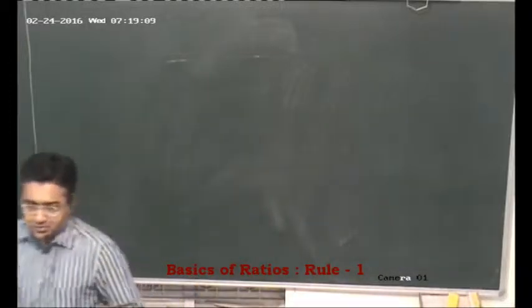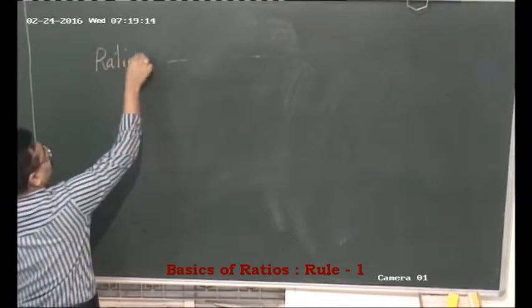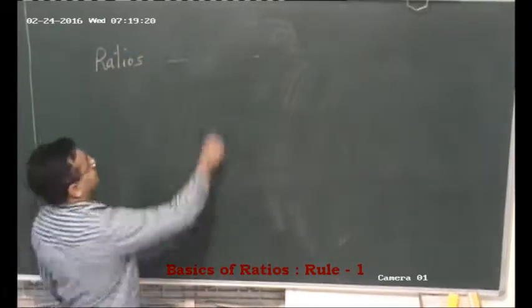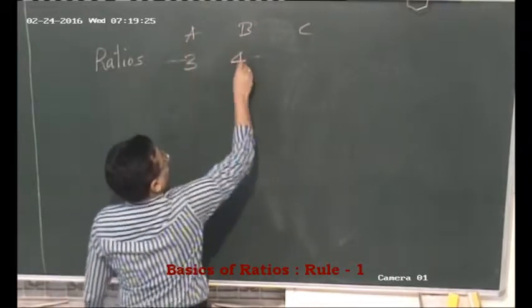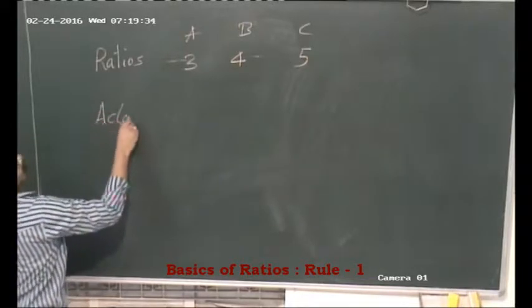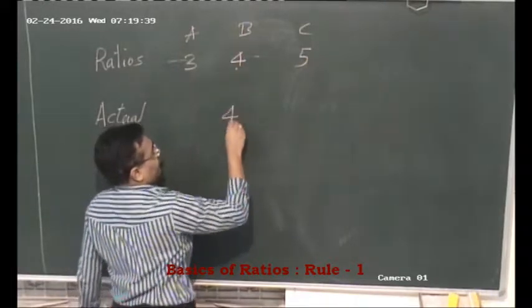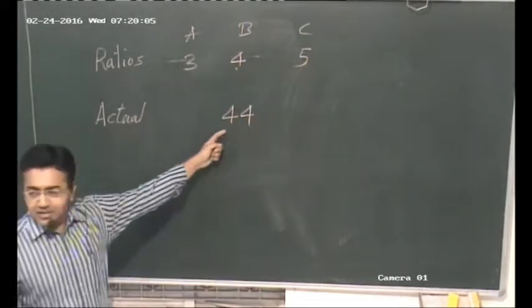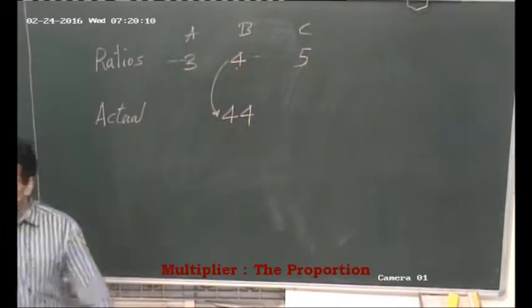The first thing that we must know is that if I know a few ratios, let us say A, B and C are in the ratio 3, 4, 5. And I know any of them on actual or absolute values. For example, let us say I know that this 4 is actually 4. I know one of them at the actuals. Then what I know is what is called the multiplier.